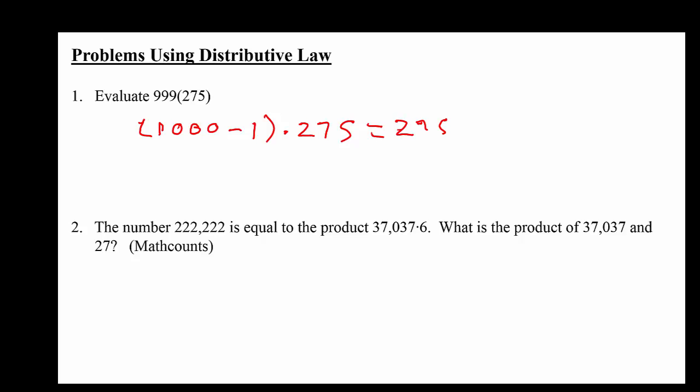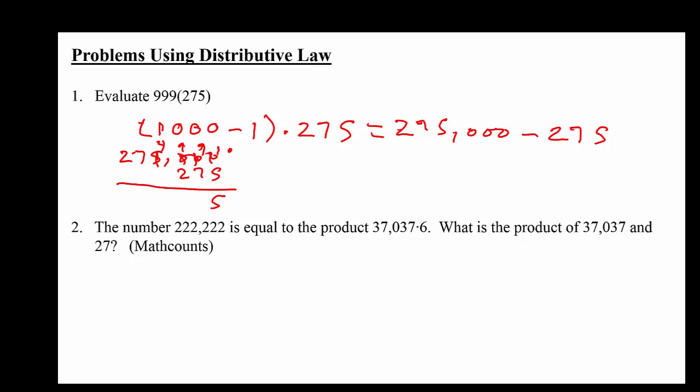275,000, and that'll be minus 275. Okay, so let's just write that out: 275,000 minus 275. When you get good, you can actually do this in your head, but let's not do that in this case. Let's go ahead and just subtract it out. So that's 5, 2, 7, 4.